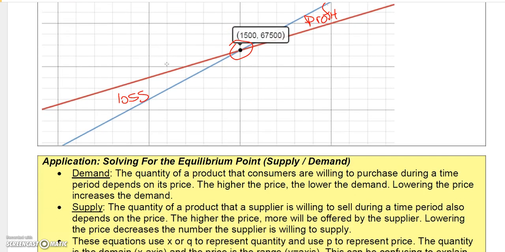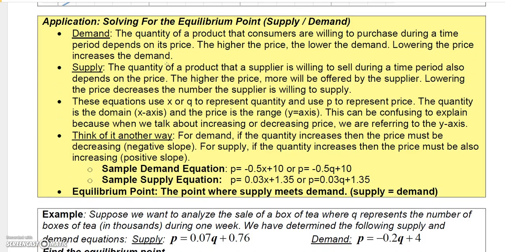Okay, now the other application I wanted to talk about was to solve for the equilibrium point. And the equilibrium point is basically where supply meets demand. So demand is the quantity of a product that consumers are willing to purchase during a time period. And that demand depends on its price. The higher the price, the lower the demand. And then lowering the price increases the demand.